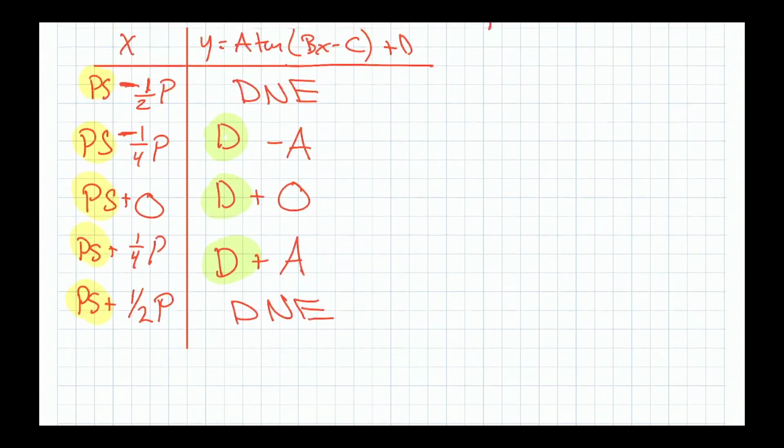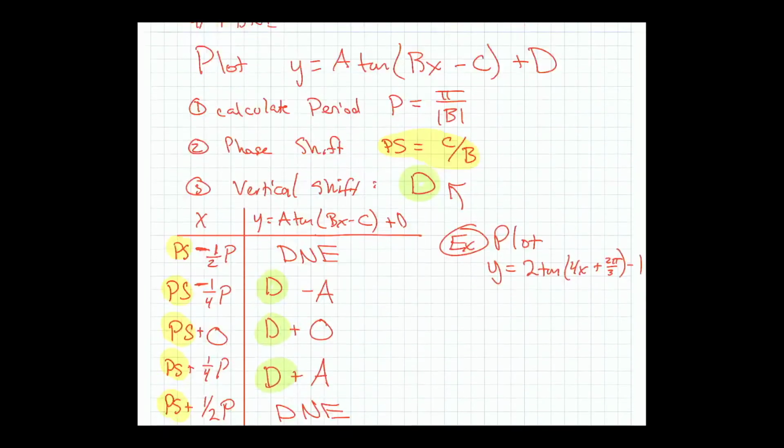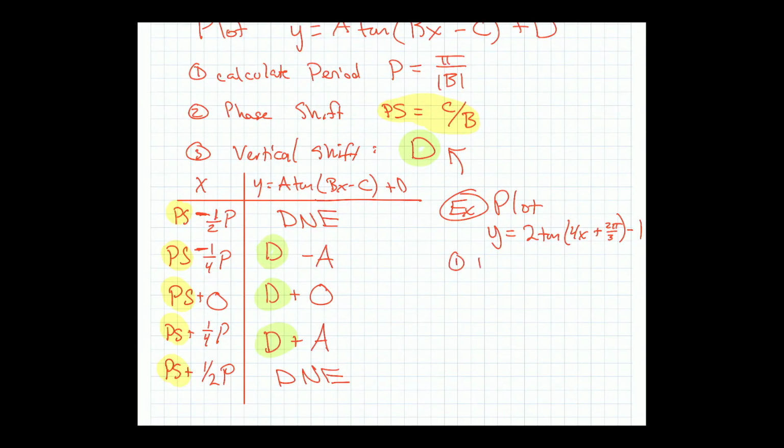Let's try to plot one of these using this. So example, plot. This is off the homework. Y equals 2 tan 4x plus 2 pi over 3, already hate it, minus 1. All right, how are we going to do that? We've got to calculate all this junk. So number 1, let's get the period. Period P equals pi over absolute value B, so that's 4. Okay, pi over 4.